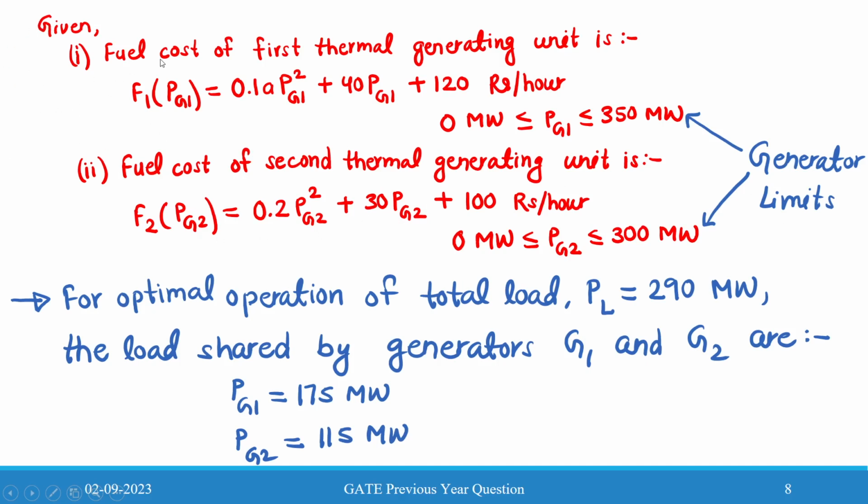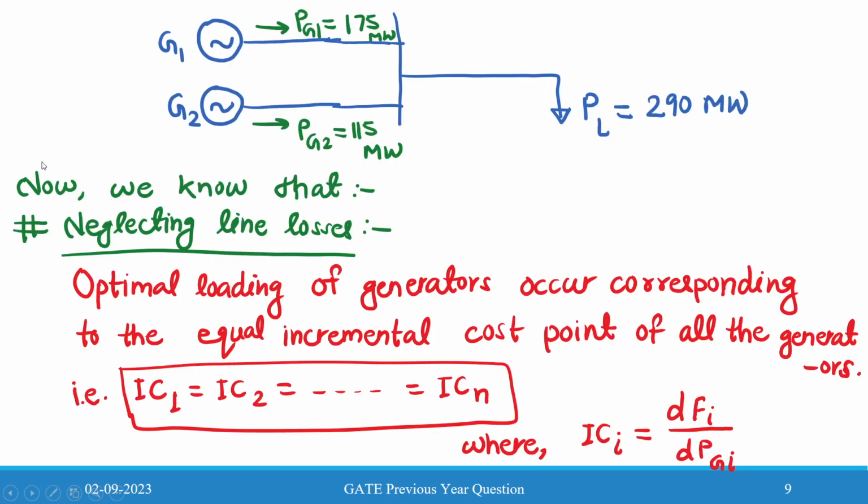So what are the given things? The fuel cost of the first thermal generating unit is given, and the fuel cost of the second thermal generating unit is also given, and the other things are given: for optimal operation of total load 290 megawatt, the load shared by generators G1 and G2 is 175 megawatt and 115 megawatt respectively. So you can draw this figure, and from this condition of optimal loading, we will find the value of A because other things are given.